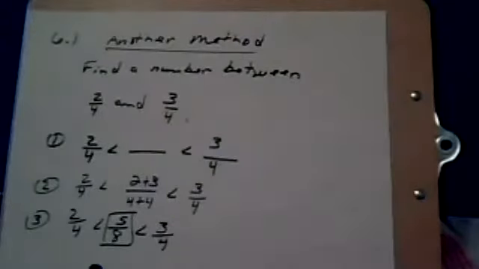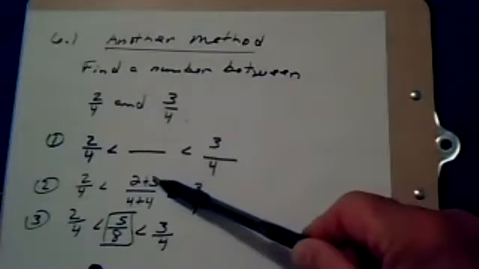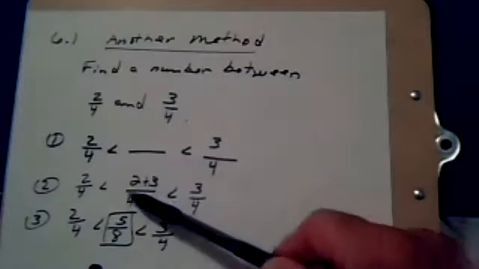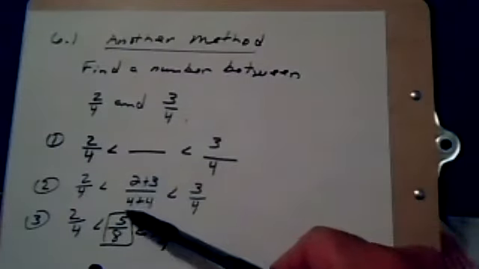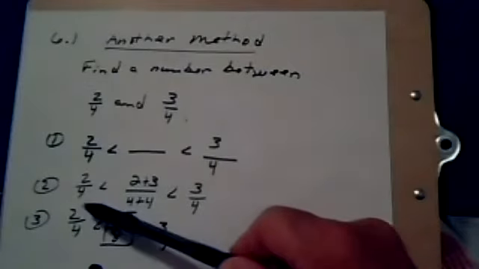Here's another method, and this is like a formula, but it's very, very simple. You don't do anything to the fractions they give you. You have 2/4 and 3/4. I don't do anything to them. I just add the top 2, and I put it here in the numerator. The bottom 2, put in the denominator. 2 plus 3 is 5. 4 plus 4 is 8. And this is the number between 2/4 and 3/4.